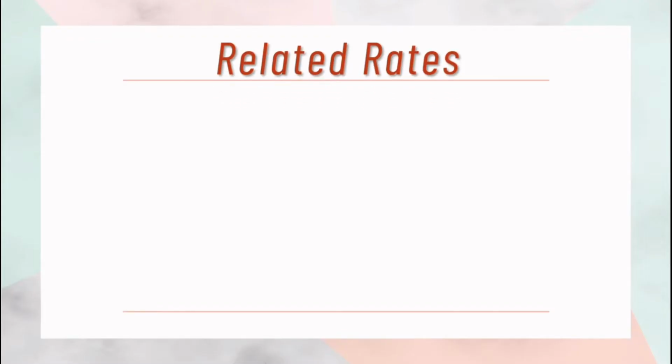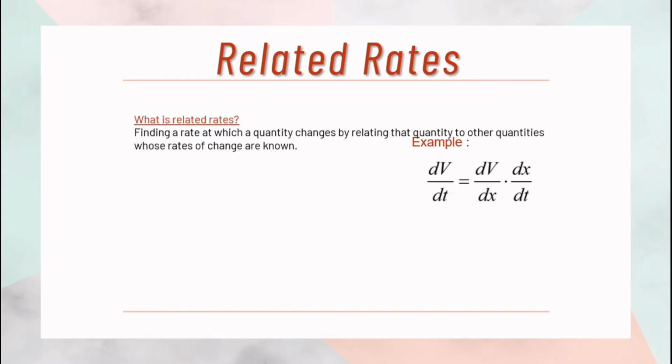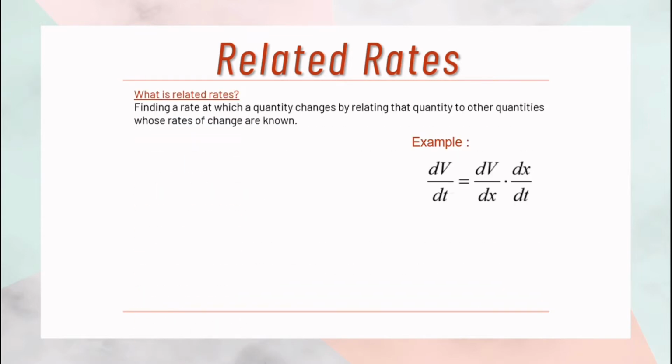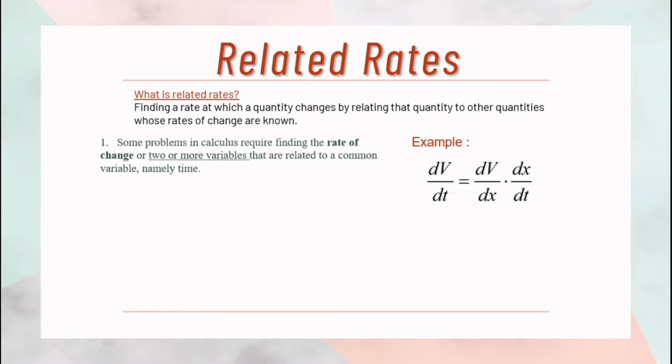Related rates. What is related rates? Related rates is finding a rate at which a quantity changes by relating that quantity to other quantities whose rates of change are known. Related rates is when you try to find the rate of change of two or more variables that are related to a common variable, namely time.